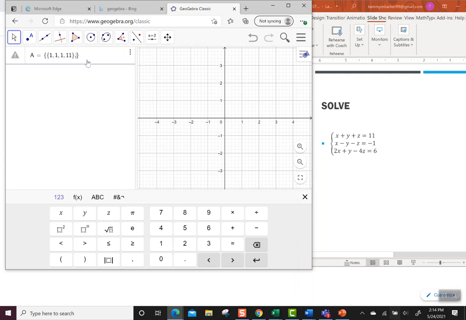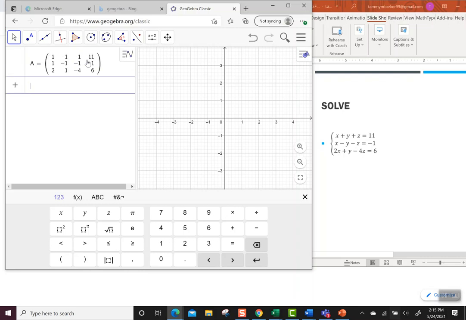Then I go outside the brackets and I put a comma. Then we'll do another set of brackets. So for x minus y minus z equals negative 1, I have 1, comma, negative 1, comma, negative 1, and then negative 1. For our last row, another set of brackets, 2, 1, negative 4, 6, that represents 2x plus y minus 4z is 6. Okay, so we have all of our information in, and you can see it already has closed the bracket. When I push enter, it turns it into a matrix. So I can see the coefficients of my equations along with the answers all put into A.